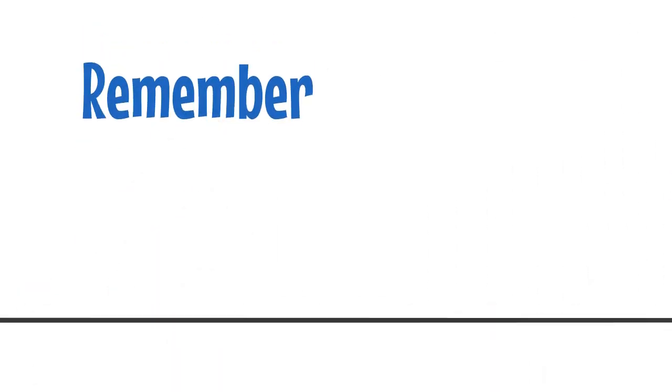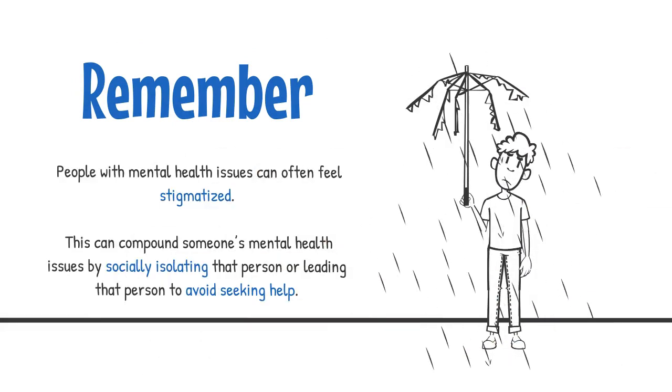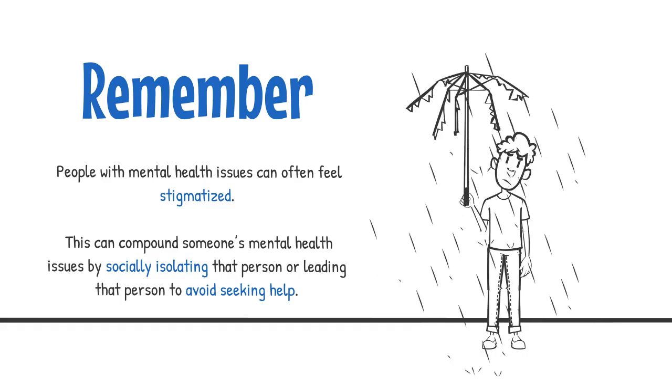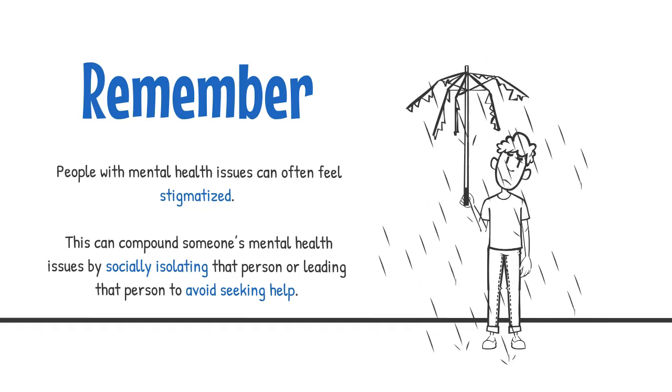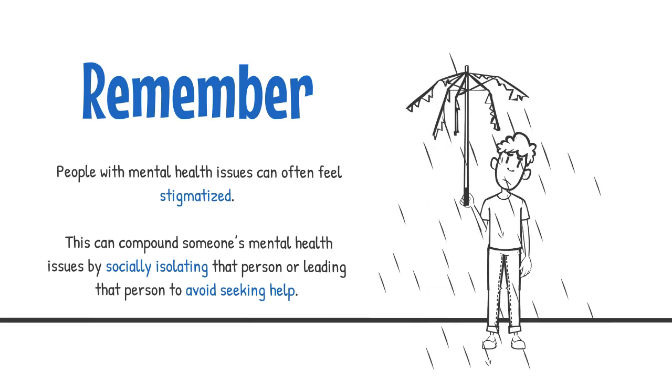People with mental health issues can often feel stigmatized by a variety of factors, such as how the media portrays people who struggle with mental health problems, and a lack of understanding about the nature and outcome of treating mental health issues. This can compound someone's mental health issues by socially isolating that person or leading that person to avoid seeking help.